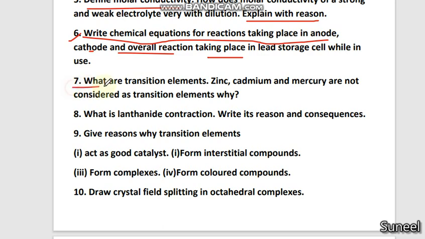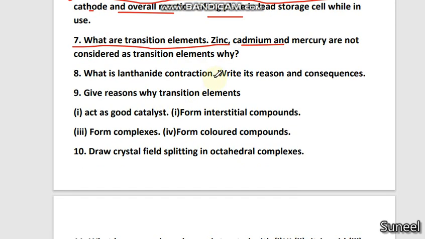Question 7. What are transition elements? Zinc, cadmium, and mercury are not considered as transition elements. Why? Question 8. What is lanthanoid contraction? Write its reason and consequences.